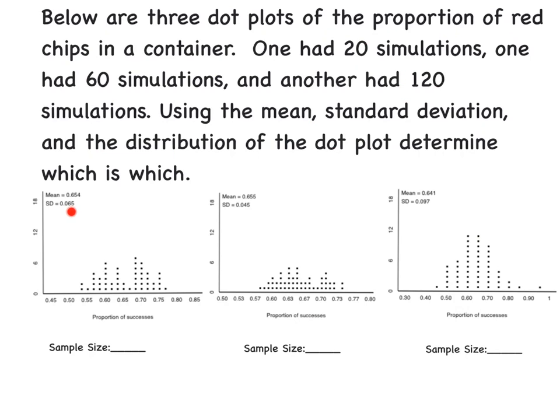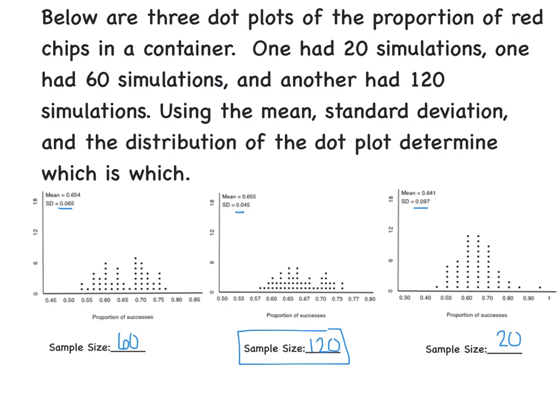So you'll notice right here in very small print are the standard deviations. And the smallest standard deviation is the 0.045. So I'm going to say right there, that's a sample size of 120. The next smallest one right here, 0.065, I'm going to say matches up with a sample size of 60. And the biggest standard deviation, or the highest variability, goes with the sample size of 20. So it's as simple as that. The smallest standard deviation corresponds to the biggest sample size.